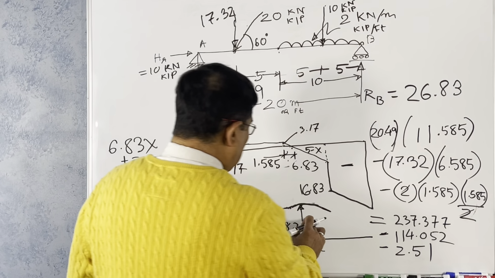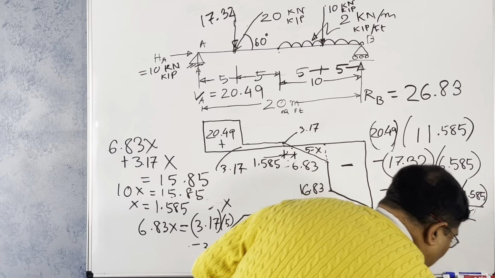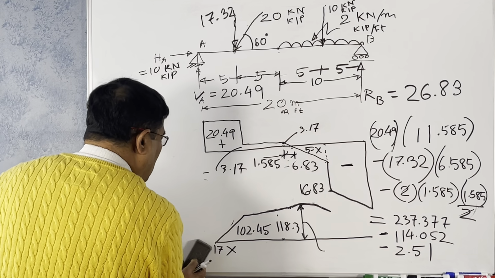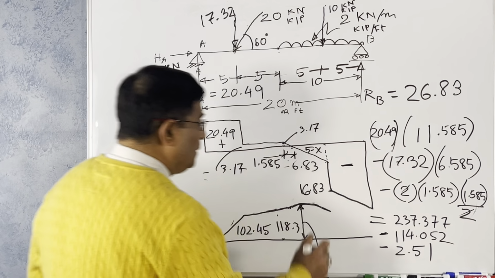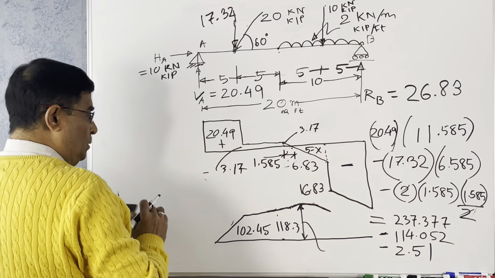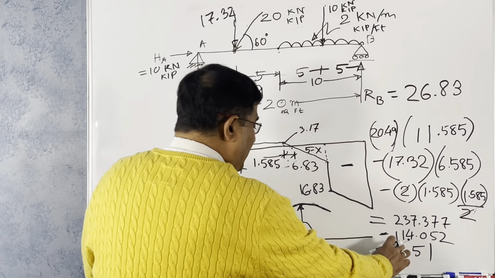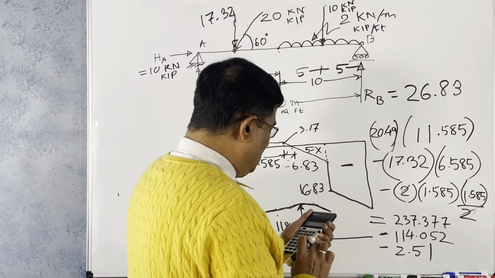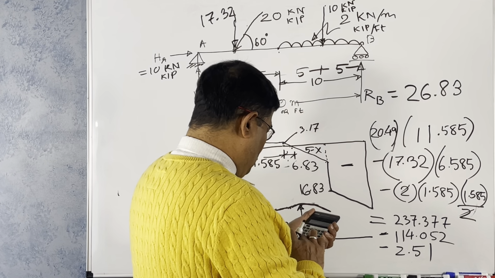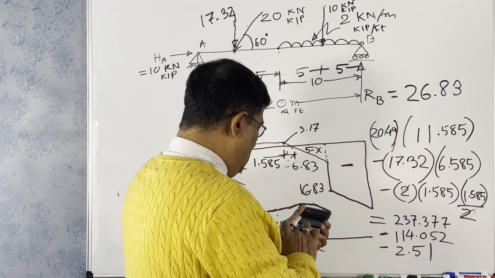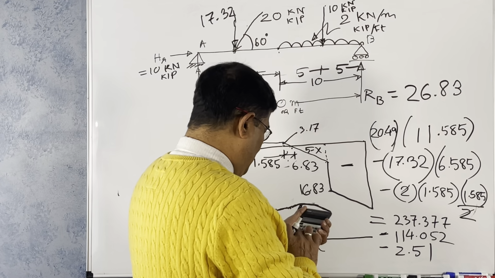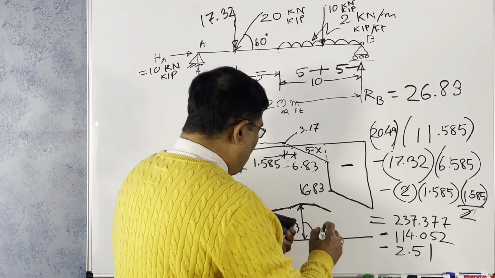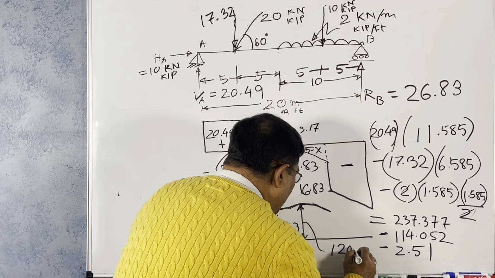So what is the total value here? What is the maximum value there? We just calculated. We just simplify that equation. So this value will be, what is these two negative numbers? 114.052 plus 2.51. Subtracted from 237.377. So it is 120.815. So this is 120.815.